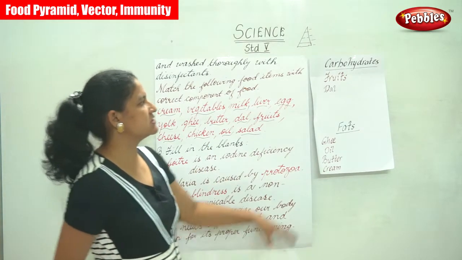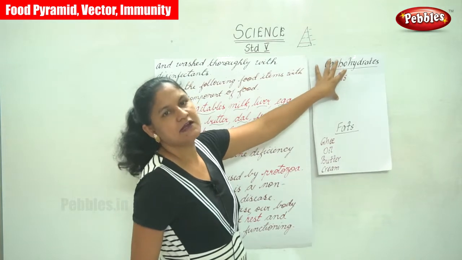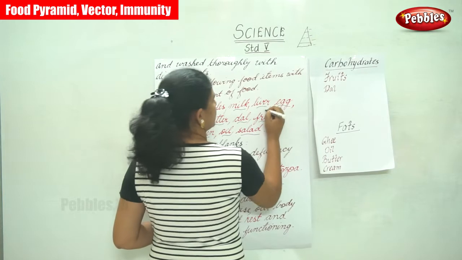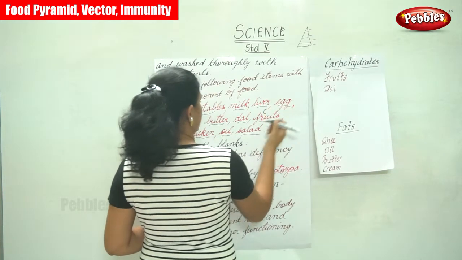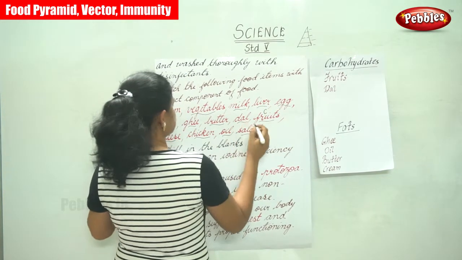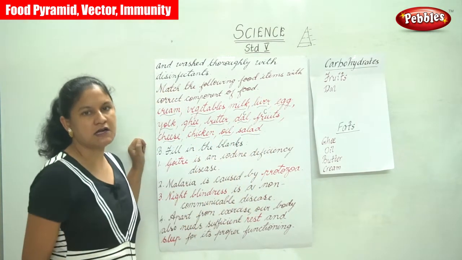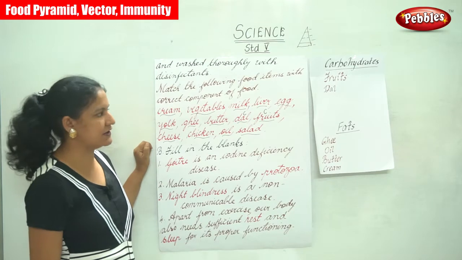We have the first heading, carbohydrates, and under carbohydrates we have fruits and dal. So I have placed them under carbohydrates. Fruits and dal come under carbohydrates.